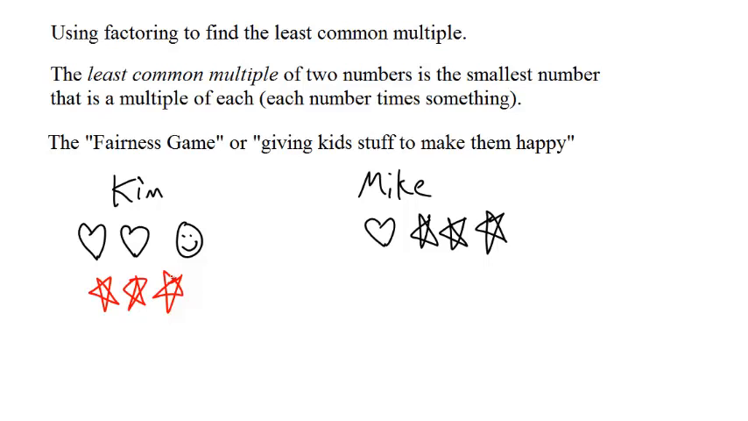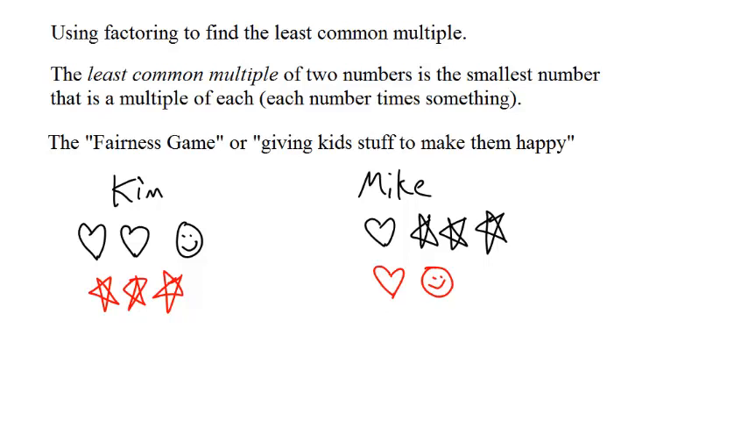Mike's not happy. He only got 1 heart. She got 2. So he wants a heart. And he didn't get any smiley faces, so he wants a smiley face. And now they have the exact same thing. They both have 2 hearts, 3 stars, and a smiley face. It's not the hardest game to play.